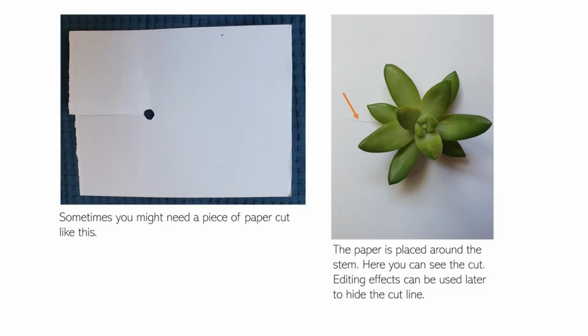Sometimes you might need a piece of paper cut like this. The paper is placed around the stem. Here you can see the cut. Editing effects can be used later to hide the cut line.